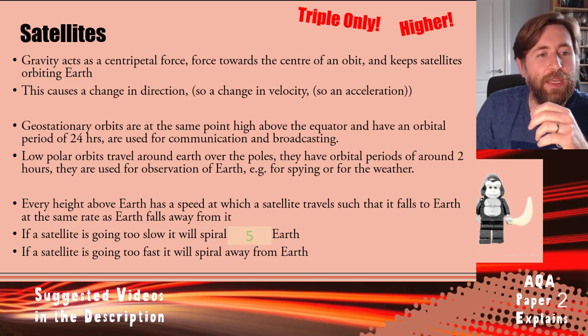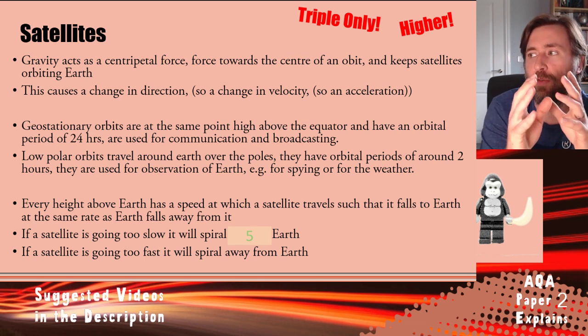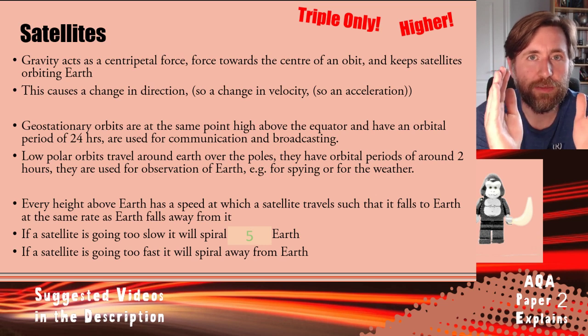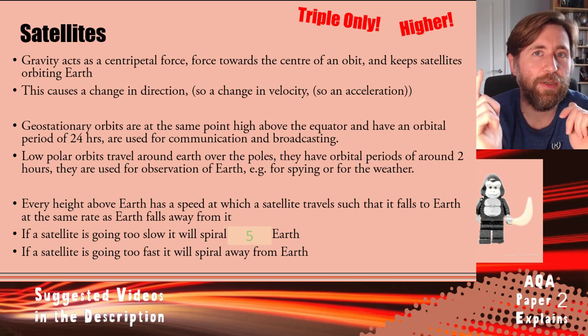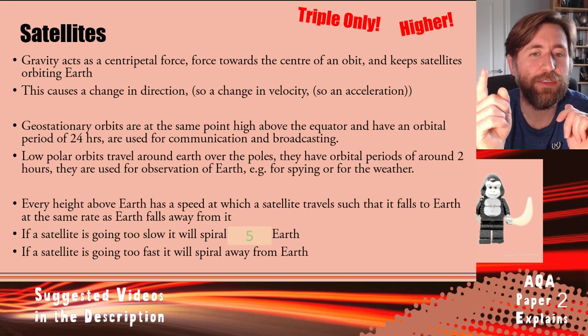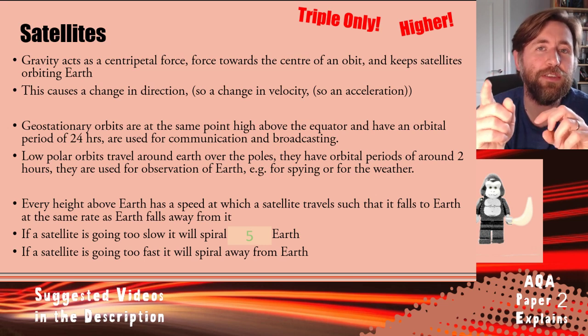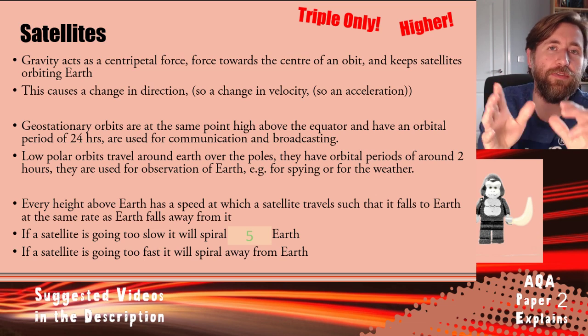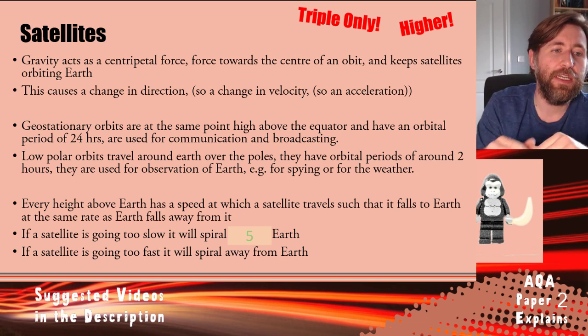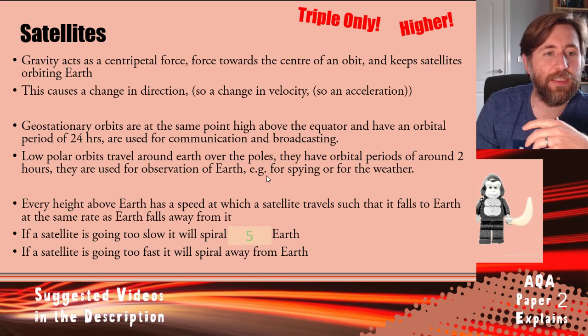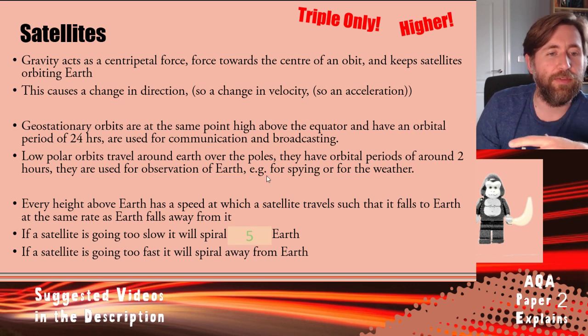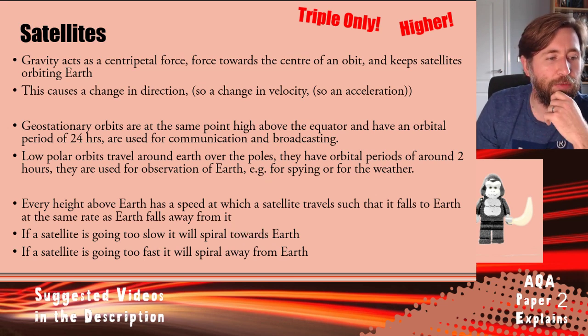Now, the thing to remember about orbits, just think about it like this, is the way people like to understand it: every height above Earth has a certain speed at which the satellite travels, such that as it falls to Earth, Earth falls away from it at the same rate. So if it's going too fast, then it will spiral away from Earth. If it's going too slow, it will spiral towards Earth. Okay.